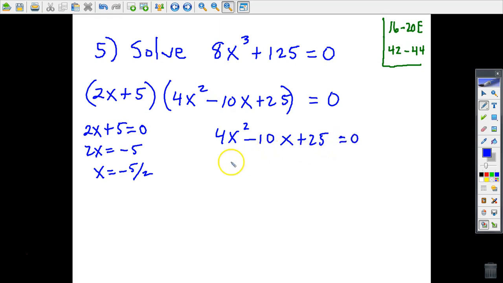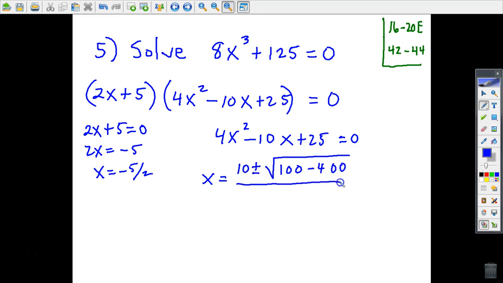Since it doesn't factor, I'm going to use the quadratic formula, the opposite of b, plus minus square root of b squared, minus 4 times 4, or you could do 4 times 100, which is 400, all over 2 times a, which is 8. Okay. We have the square root of -300 all over 8.